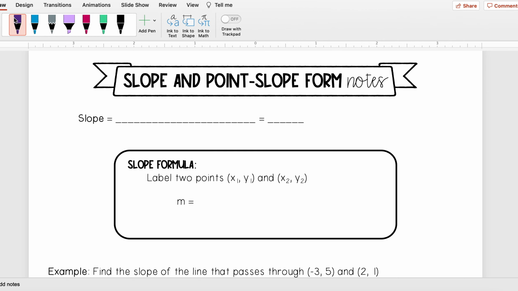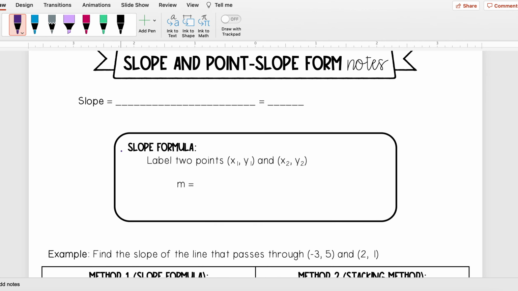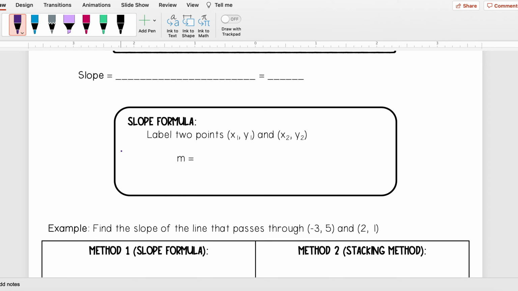Hello everyone, today we're going to be talking about slope and point slope form. So first, just to review slope. Slope is just the change in y over change in x. In other words, you might see this as change in y over change in x. How much does y move?